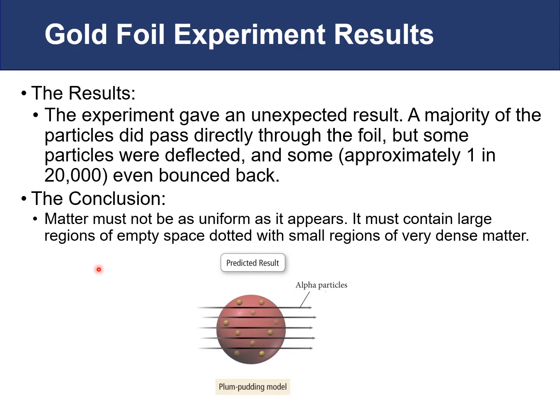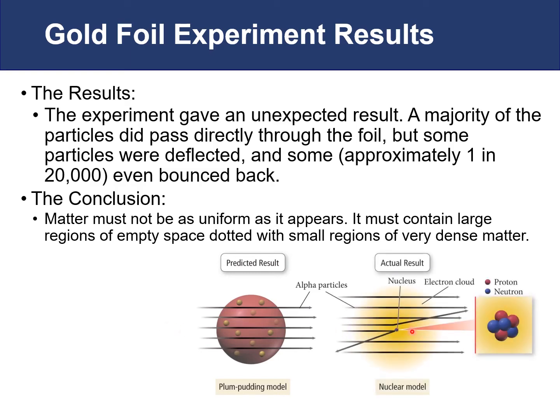The conclusion is that matter cannot be uniform as it appears. It must contain large regions of empty space dotted with small regions of condensed matter. So instead of a plum pudding model, you now have a nucleus model. Instead of the positive charge being spread throughout a large area, it's confined to a very small area. That small area was what caused the alpha particles to deflect.